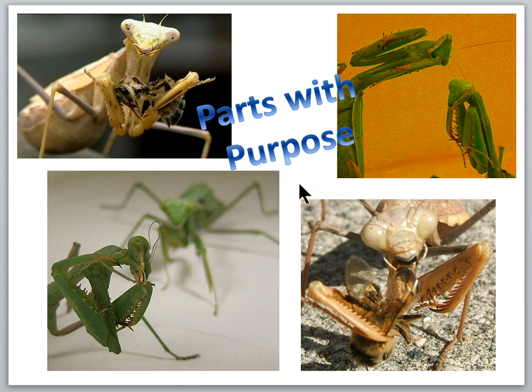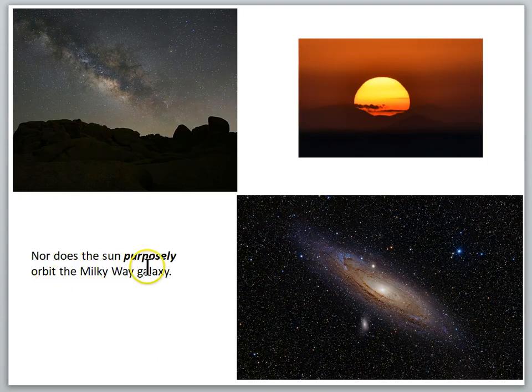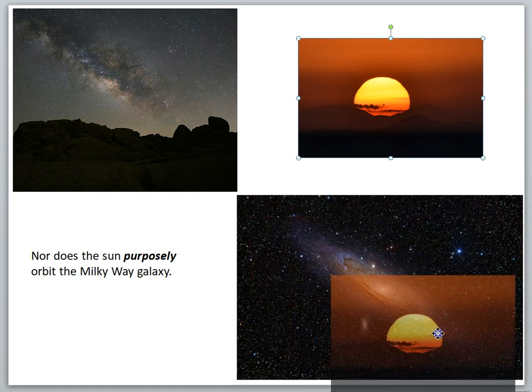Now, it's interesting to notice these parts with purpose in living things because when we look around at the non-living world, we don't see purpose in nature. For example, the moon doesn't purposely orbit the Earth, nor does the sun purposely orbit the Milky Way galaxy. This is a picture of the Milky Way galaxy taken from Joshua Tree National Park. This is a galaxy, our neighbor Andromeda galaxy. If it were the Milky Way, we would imagine our sun sort of revolving around the Milky Way, right? And we don't understand there to be a purpose to this movement.